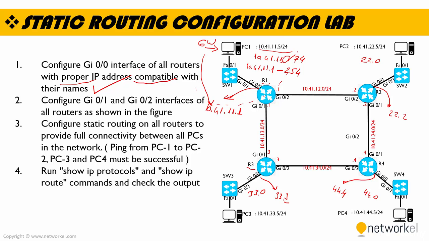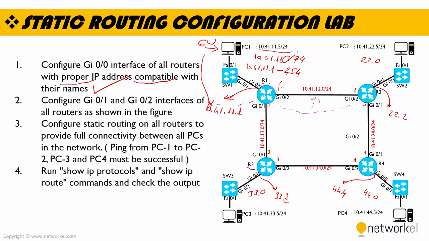In the second step, we need to configure Gig0/1 and 0/2 interfaces of routers as shown in the figure. But what we see in the figure, here you can just see the network IDs. For example, the network ID of here is 10.41.12.0/24. But with that format, something is written on the interfaces. There are some labels.